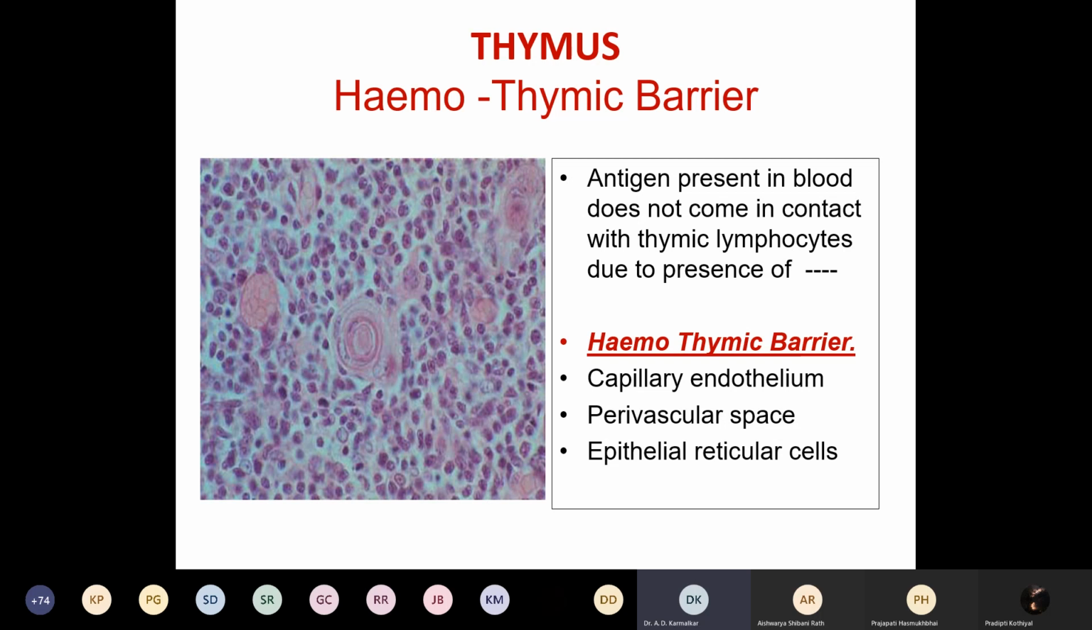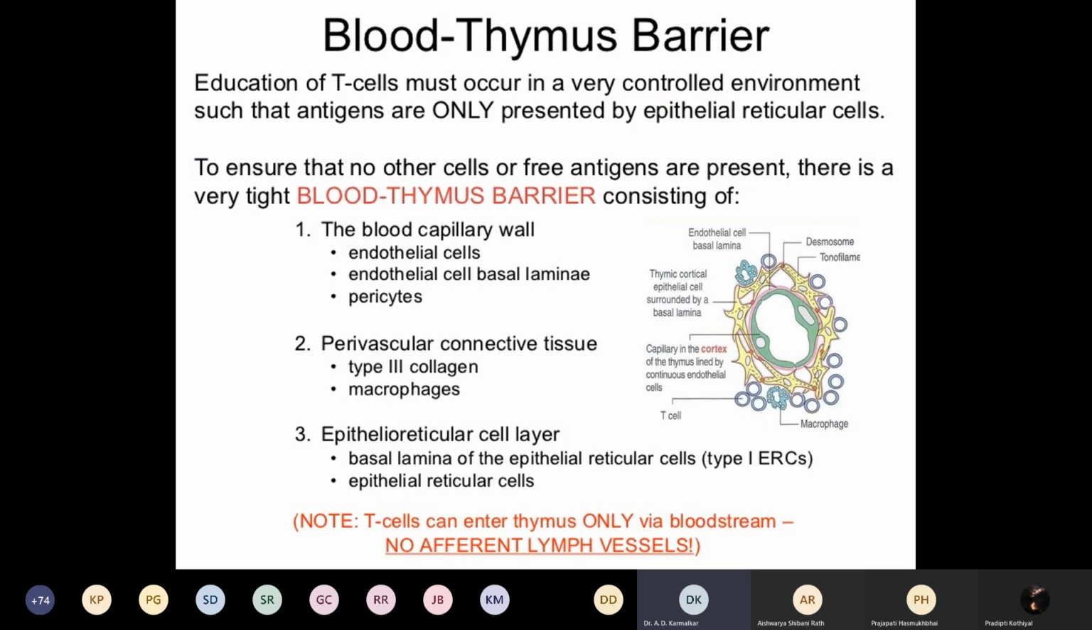What is this barrier? This barrier is a capillary endothelium which is present in the trabeculae or the septa. Surrounding that, there is a perivascular space, and surrounding that, there are epithelio-reticular cells. I'll show it in another diagram, which is a very simple one. Okay, now look at this first, see the diagram and read the other things. Blood thymic barrier. So if you see here, there is a green structure. There is a capillary in the cortex. This capillary is present in the cortex of the thymus, lined by the endothelial cells.